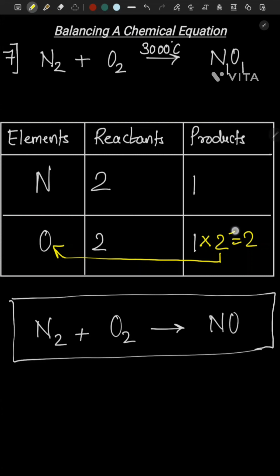So what will be your final reaction? N2 + O2 gives 2NO. Let's tally this. 2 atoms of nitrogen on the reactant side, 2 atoms of nitrogen on the product side. Same, 2 atoms of oxygen on the reactant side, 2 atoms of oxygen on the product side.